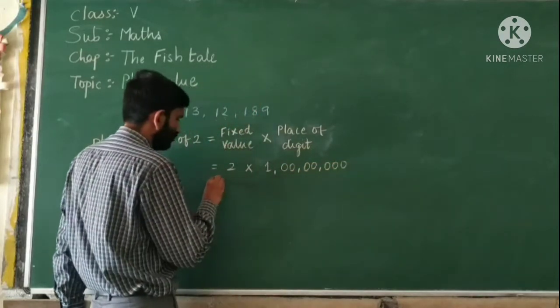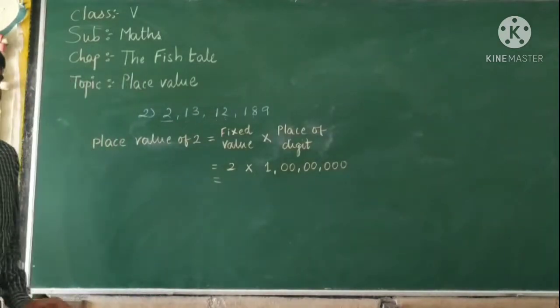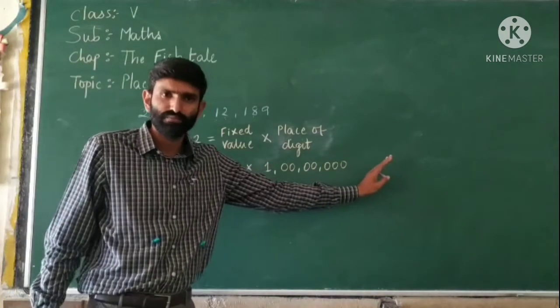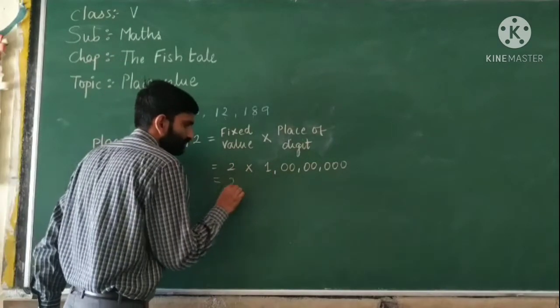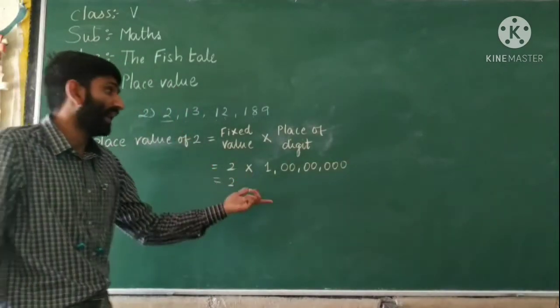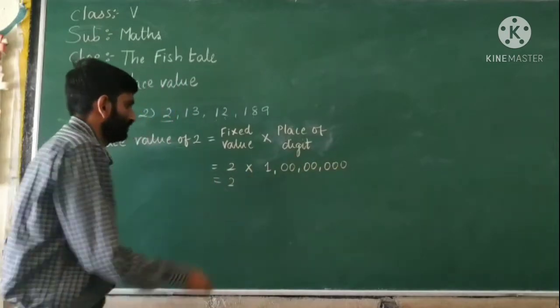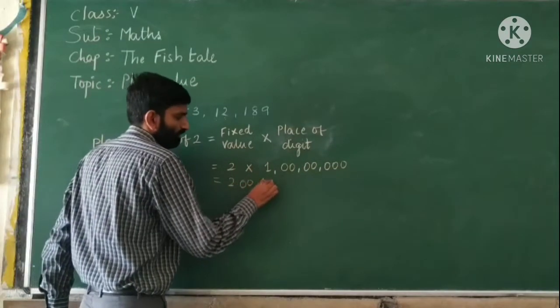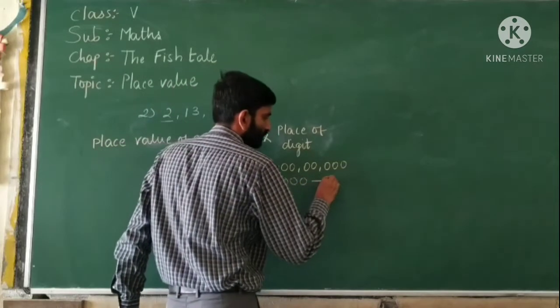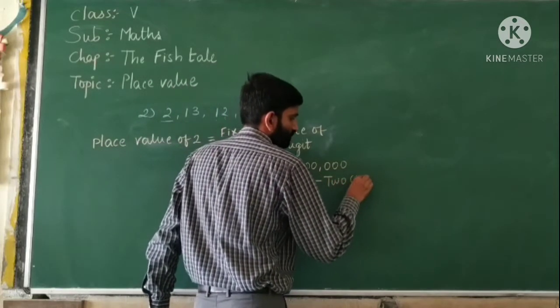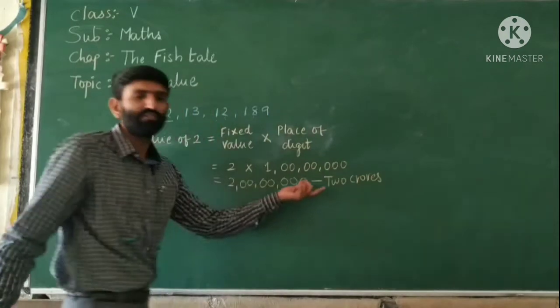See. Now we need to multiply these two numbers. It is very simple. Forget all the zeros. We'll multiply 2 into 1. 2 ones are 2. And now add all these zeros after 2: 1, 2, 3, 4, 5, 6, 7. So it is 2 crore. This we have written in words.